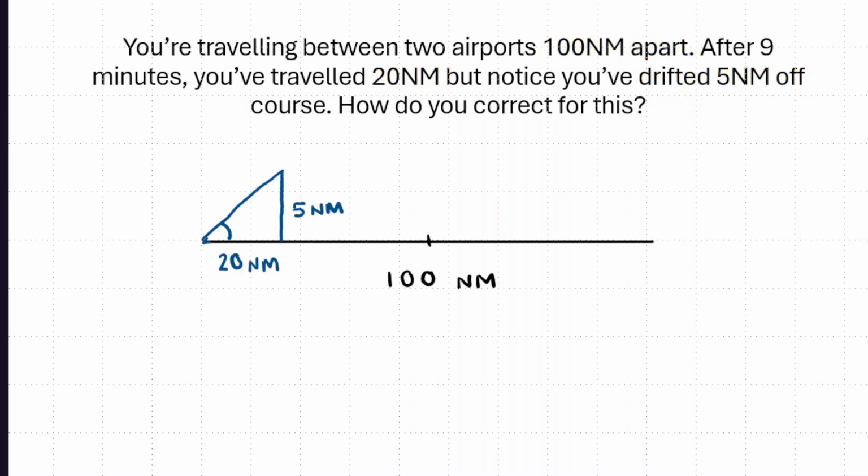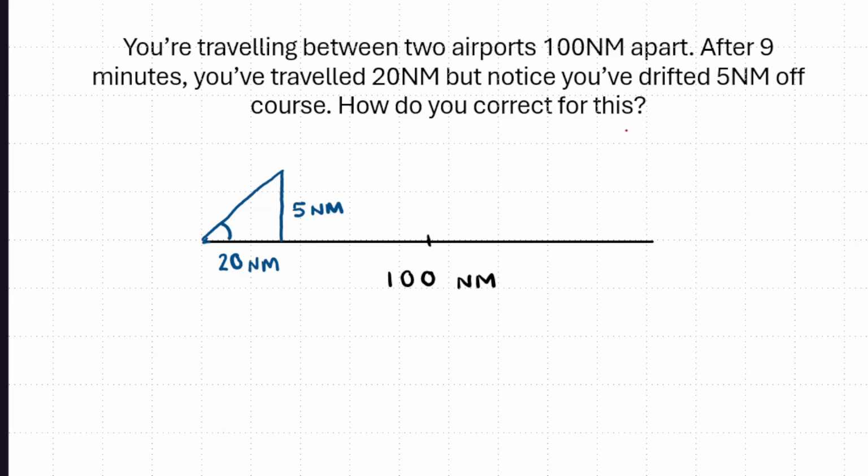Okay, so we discussed that we're traveling between two airports 100 nautical miles apart. So this is my distance here, 100 nautical miles, right? After 9 minutes, we've traveled 20 nautical miles. I'm drawing my triangle here, so this is 20 nautical miles. And I notice I've drifted 5 nautical miles off course. So how do we correct for this?